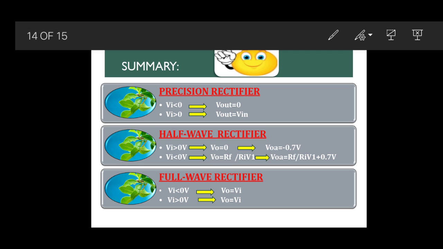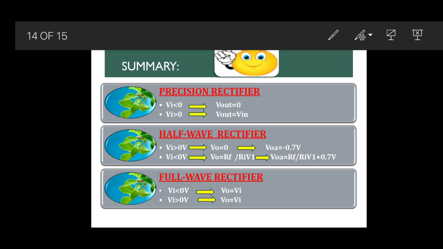Vi is less than 0 volt, the output voltage V0 equals Rf by Ri into Vi. Then VOA, the output voltage of the operational amplifier, equals Rf by Ri into Vi plus 0.7 volt.